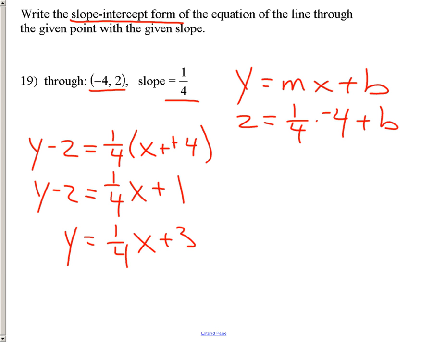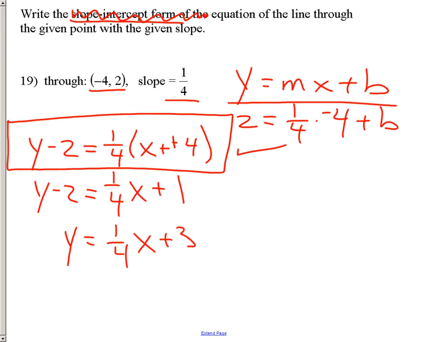If you are a devotee to slope-intercept form, that's fine. All I'm going to say is if the directions had just said, write the equation of a line through the given point with the given slope, you would be done right here. Whereas if you do the slope-intercept form, you still have some extra steps. So give me a point, give me a slope. That's what point-slope form's for.